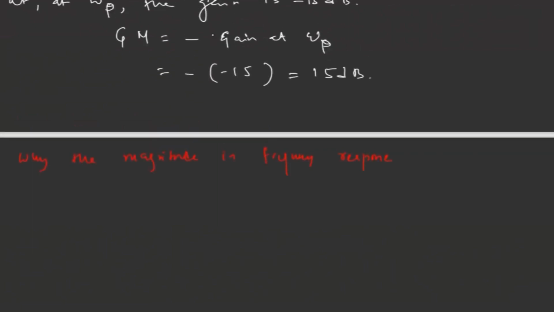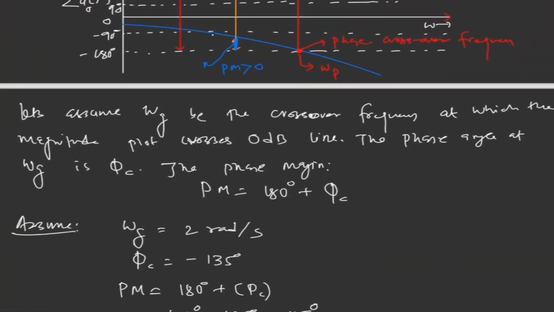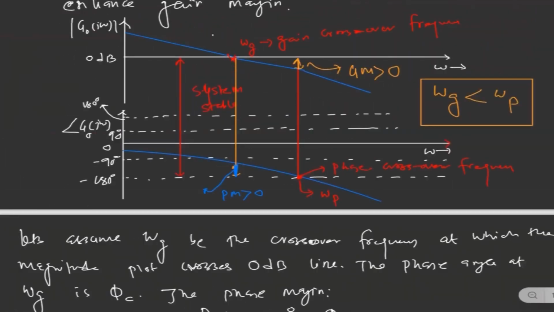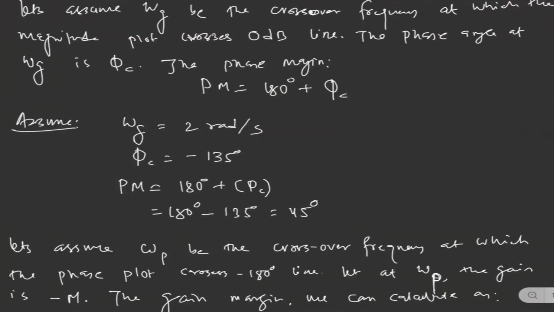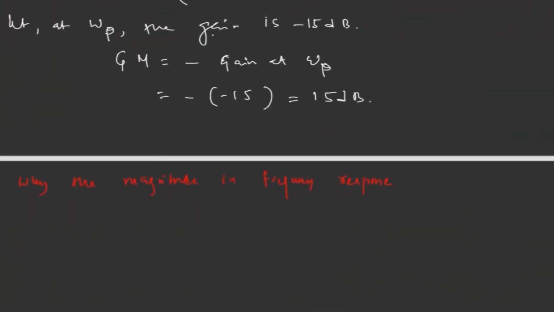Because in Bode, we plot the magnitude and phase of the open loop transfer function, how they are varying with respect to frequency, and this plot we call the Bode plot. Okay, frequency response in dB.